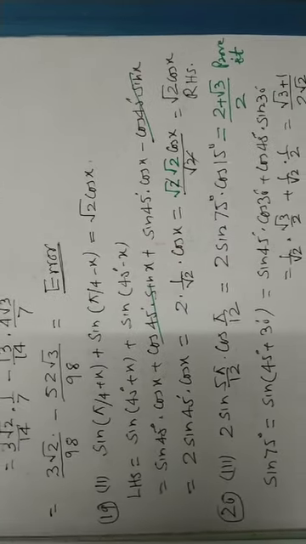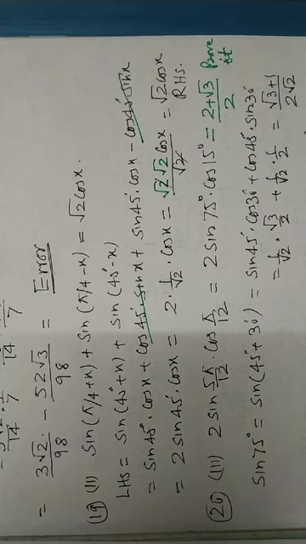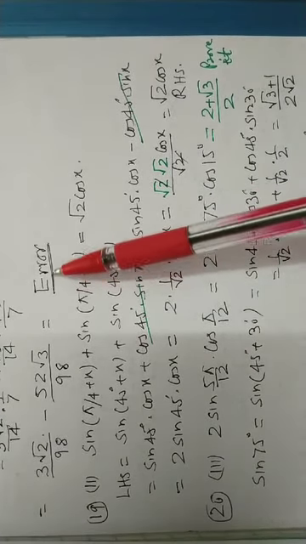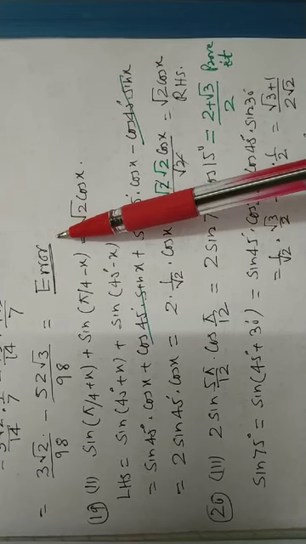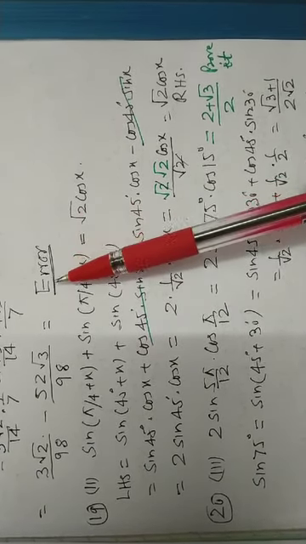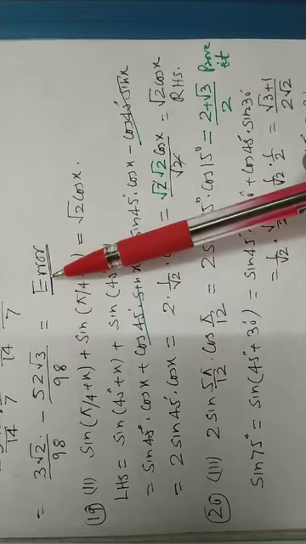Next, question number 19. The question number 18, proof is full of errors. You cannot try, just keep it here and stop.